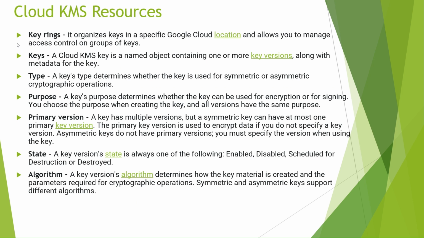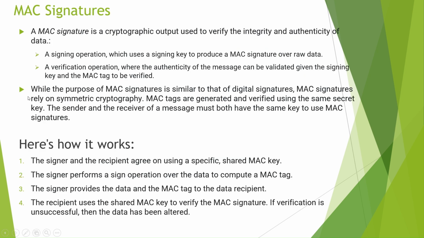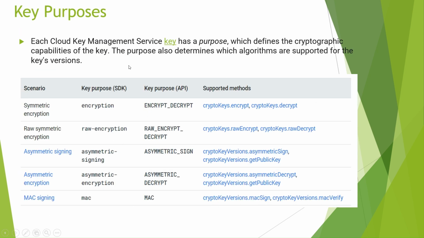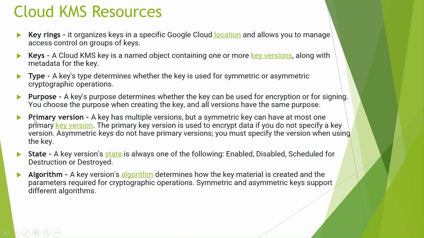After that, keys can have multiple versions. Type can be symmetric or asymmetric. Purpose can be multiple purpose. Like these are all the key purposes. After that, primary version: only if you are using a symmetric key is there a primary version. Otherwise, there is no primary version, and even MAC signing doesn't support primary version. You can create multiple versions, but there will be no primary version. These are multiple states which we have seen already multiple times, and the algorithm, which algorithm you want to use.